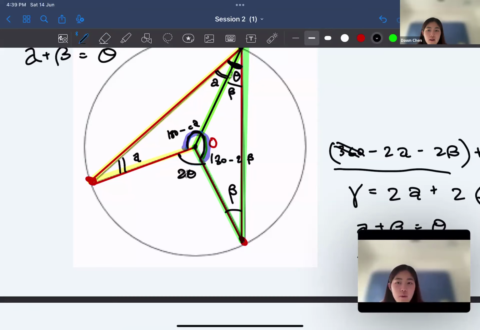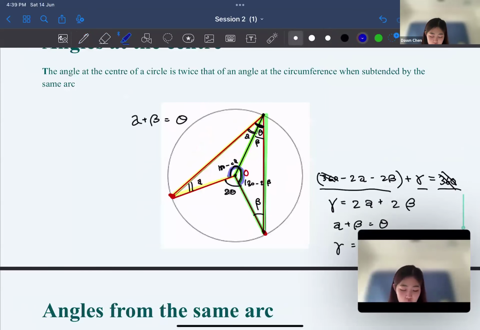Okay, then I will keep going. So that's basically how you prove it. Just to reiterate the statement again, it means that the angle at the center of the circle is twice the angle at the circumference when subtended by the same arc, right? So both of these angles have to be from the same arc. They have to be the exact same sized arc.